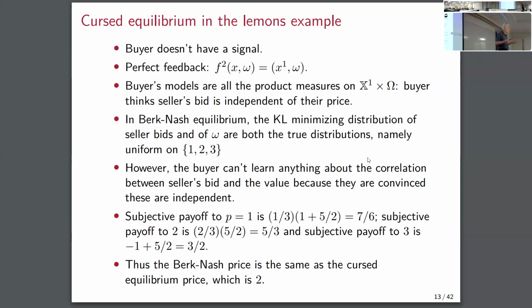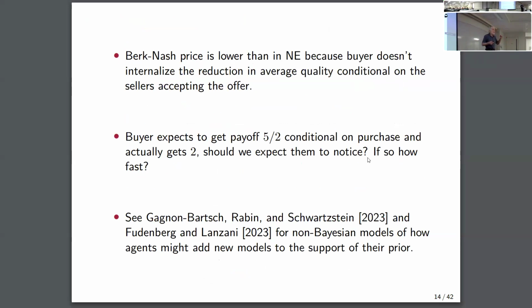So why? Because if they bid three instead of two, yes, they pay more. The average quality would be higher. The average quality would be enough higher that it's worth bidding three. But because they have beliefs about price and beliefs about the seller's bid and beliefs about the value, and they think they're independent, they don't realize that by bidding more, they get higher stakes. That's an example of a Berg-Nash equilibrium.